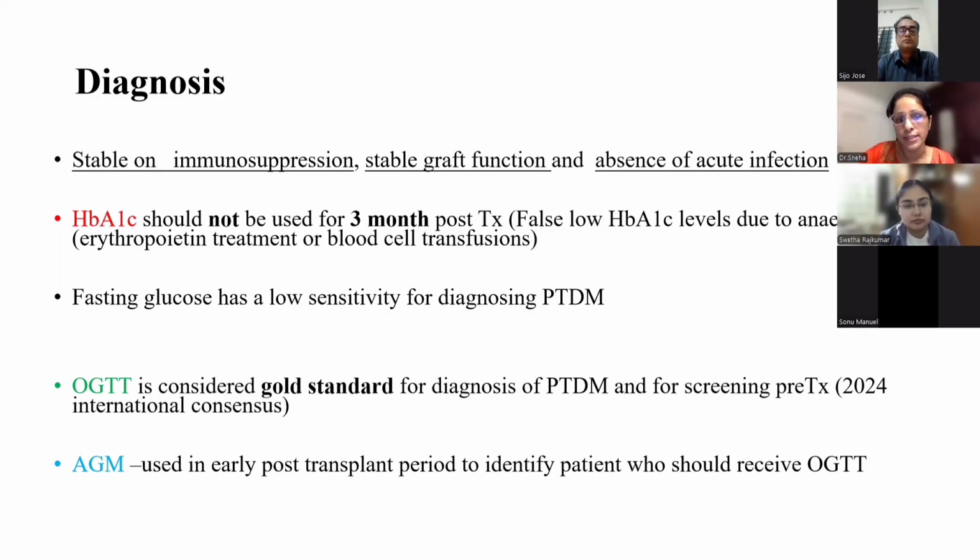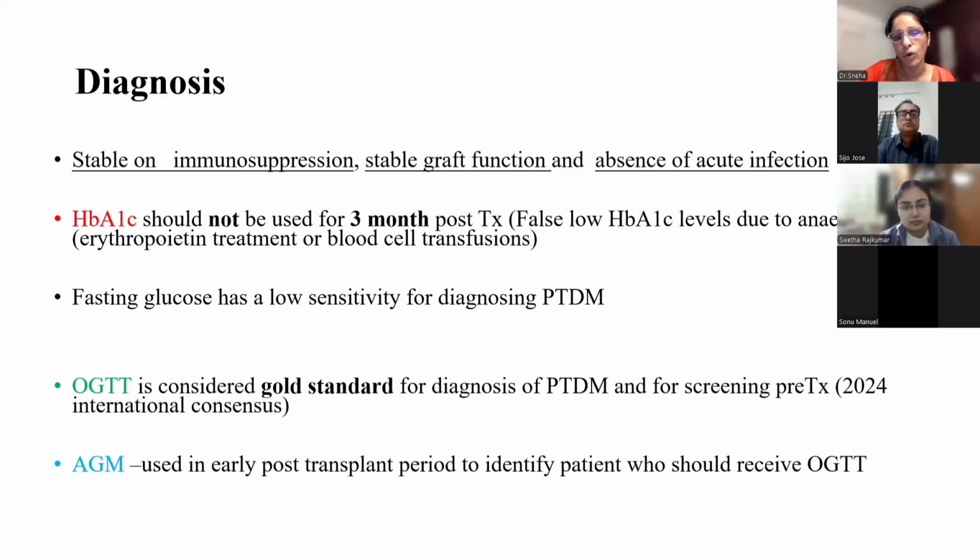Also, fasting glucose has low sensitivity for diagnosing PTDM. So here the gold standard is the oral glucose tolerance test, which is to be used for diagnosing PTDM, and also for screening pre-transplant patients. That is what the 2024 International Consensus Guidelines say. Afternoon glucose monitoring should be used in the early post-transplant period to identify patients who are at risk and who should receive an oral glucose tolerance test.